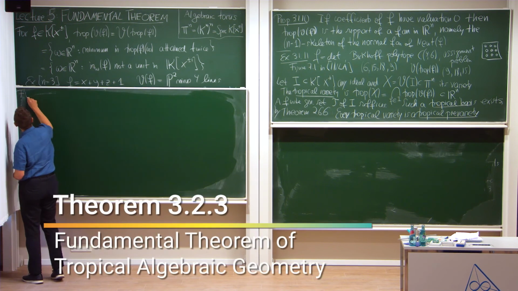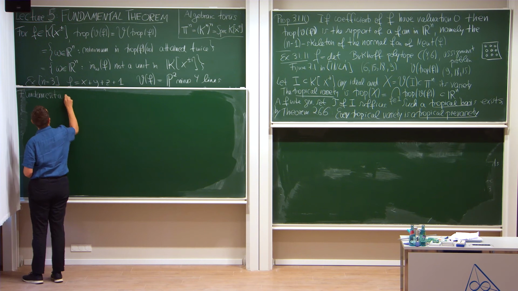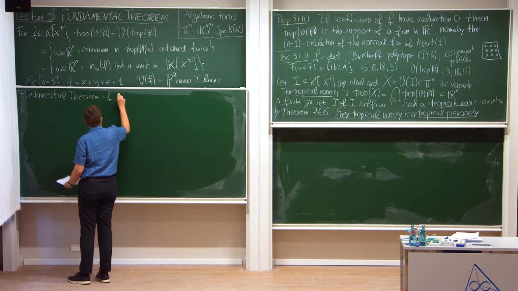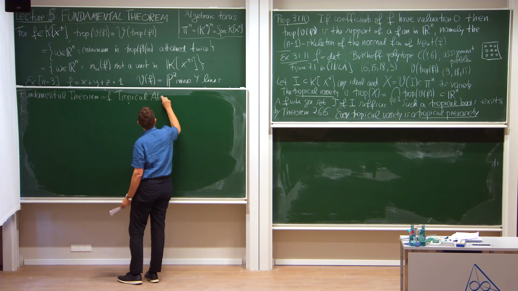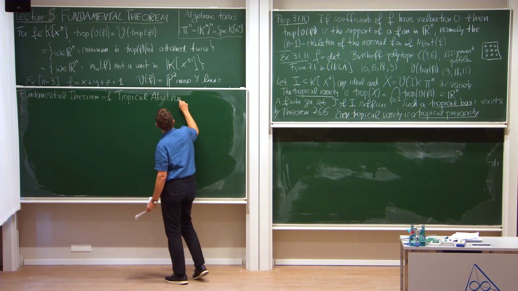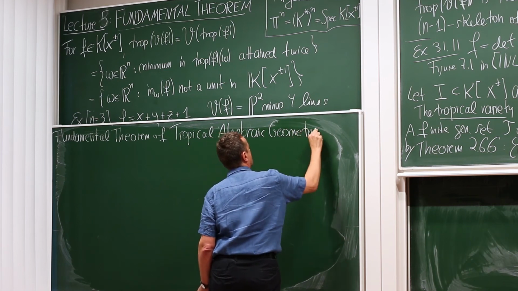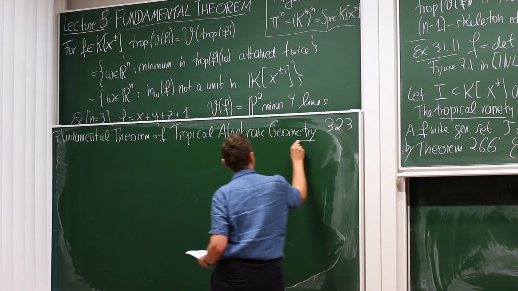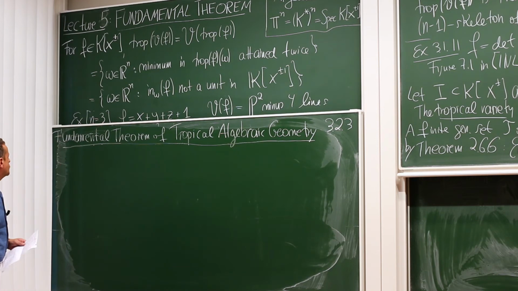Okay, so here now is the fundamental theorem of tropical algebraic geometry. In the book, this is Theorem 3.2.3. And it's the generalization of Kapranov's theorem to varieties of arbitrary dimension and codimension.